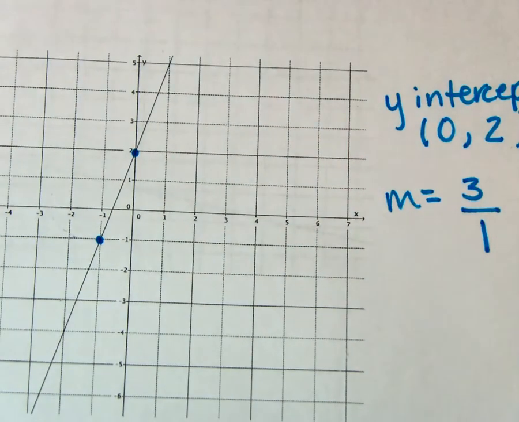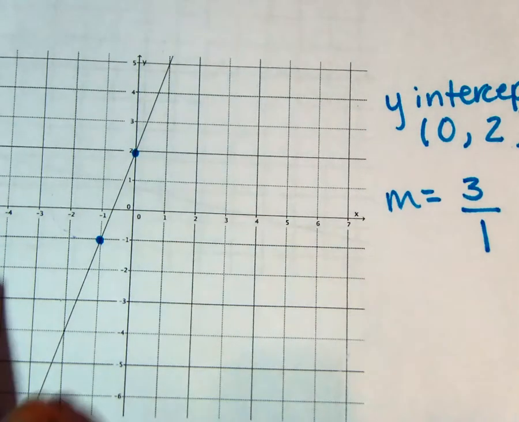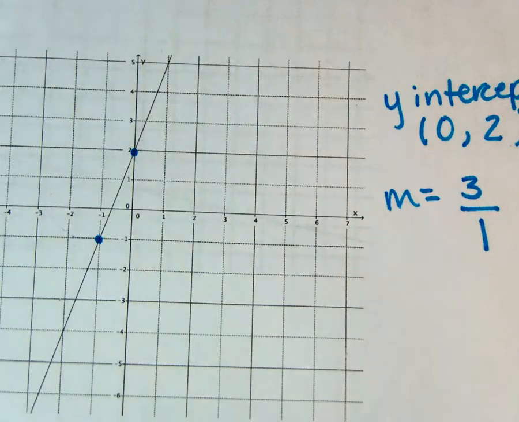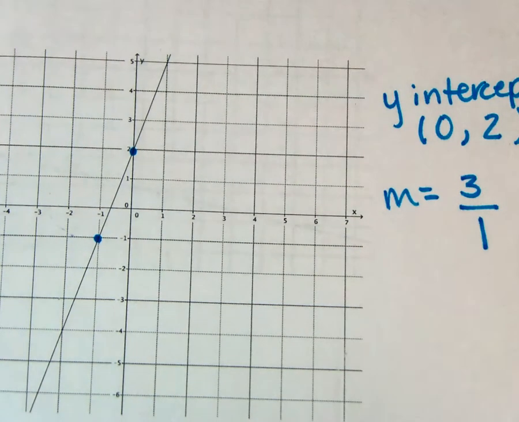I didn't mention this: you need to make sure you're looking at your axes, your intervals. My intervals are moving by one, so every time I move up one, that is 1 unit, and every time I move to the right one, that is 1 unit. So slope is going to be the whole number 3 or the fraction 3 over 1.